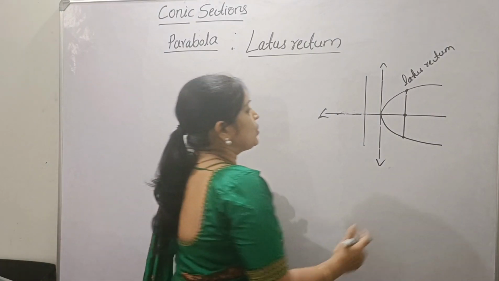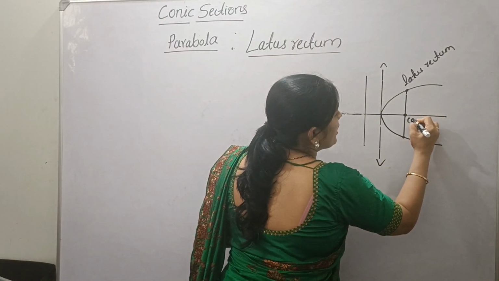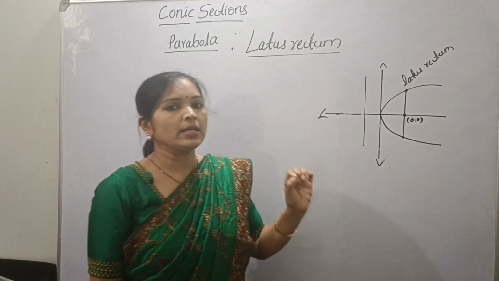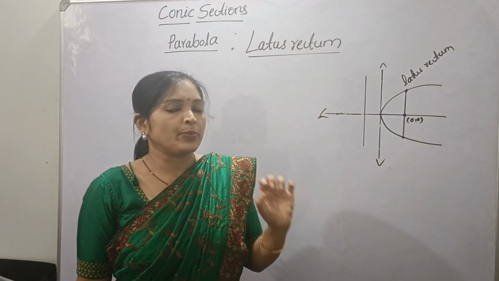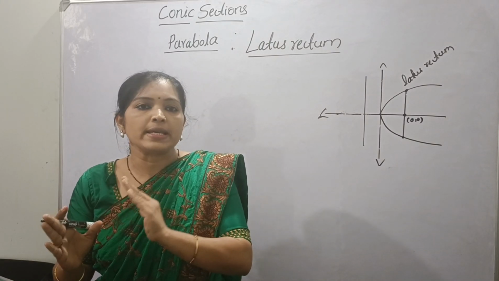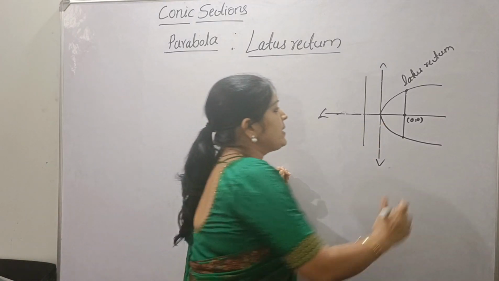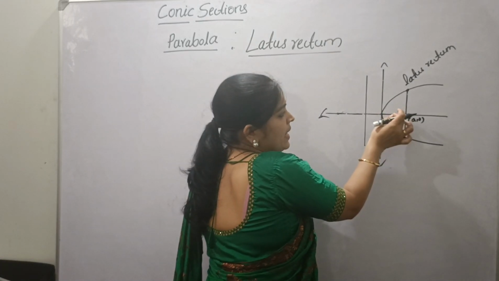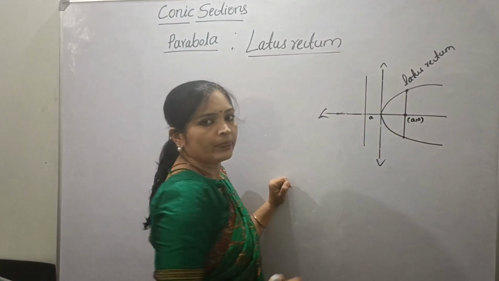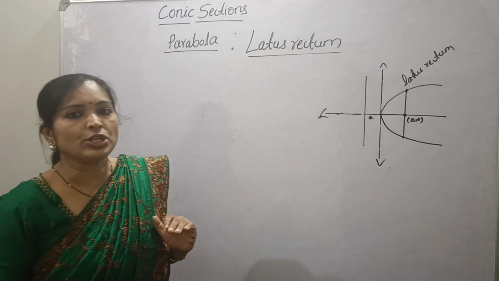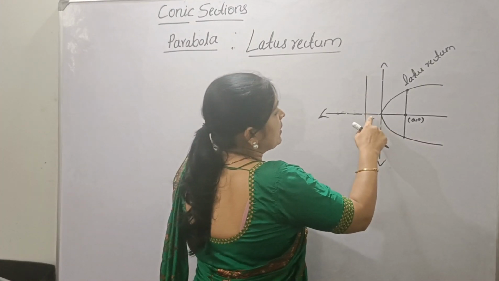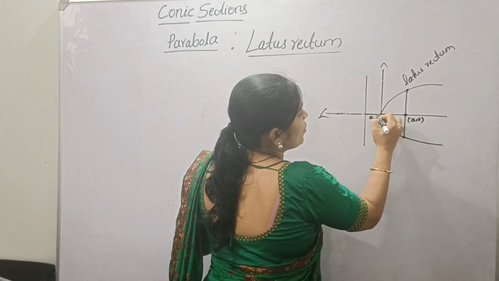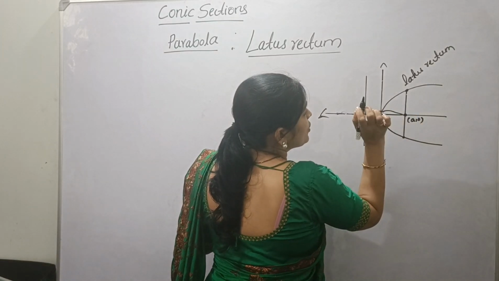Let us take this point to be (a, 0). That means the focus point is (a, 0), and the distance from the origin to the focus is a. Since it is (a, 0), this distance is a, and by the definition of parabola, this should also be a. So a plus a, this total length is 2a.